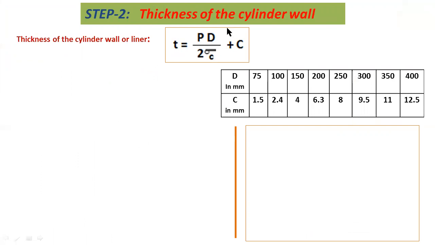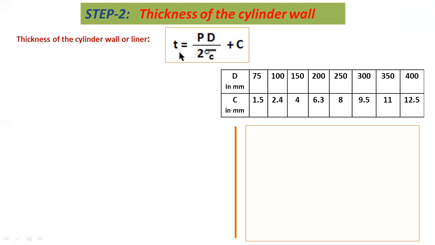This formula is obtained from a previous semester subject, mechanics of solids. Already we have discussed in the previous semester, in the unit on thin cylinders and thick cylinders. This is the formula for thickness of a thin cylinder. Here you treat the engine cylinder as a pressure vessel.